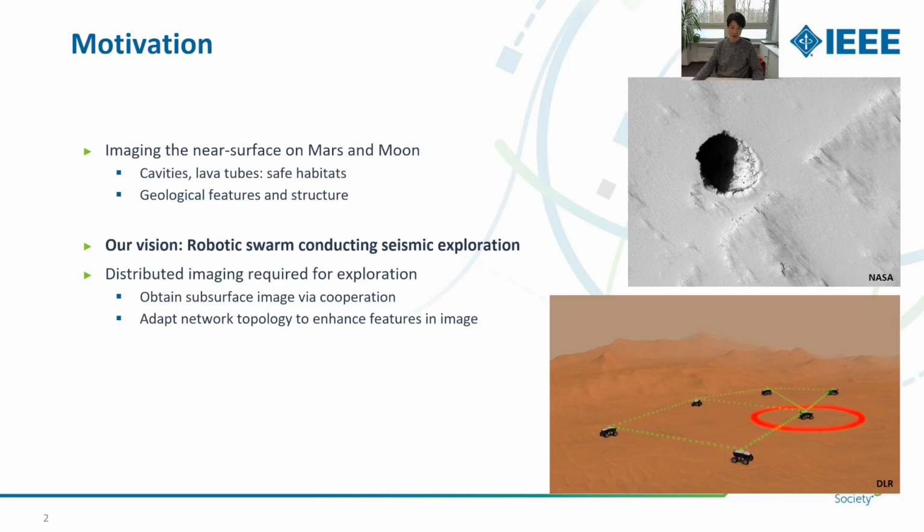In order to realize such a system, we require distributed imaging for the subsurface exploration. So here our goal is to obtain a subsurface image at each rover locally through data exchange with the direct neighbors of the respective rover. When we have a local image available at each rover, we can then use this image in order to adapt the topology of our seismic network in order to enhance maybe certain features in the subsurface image.